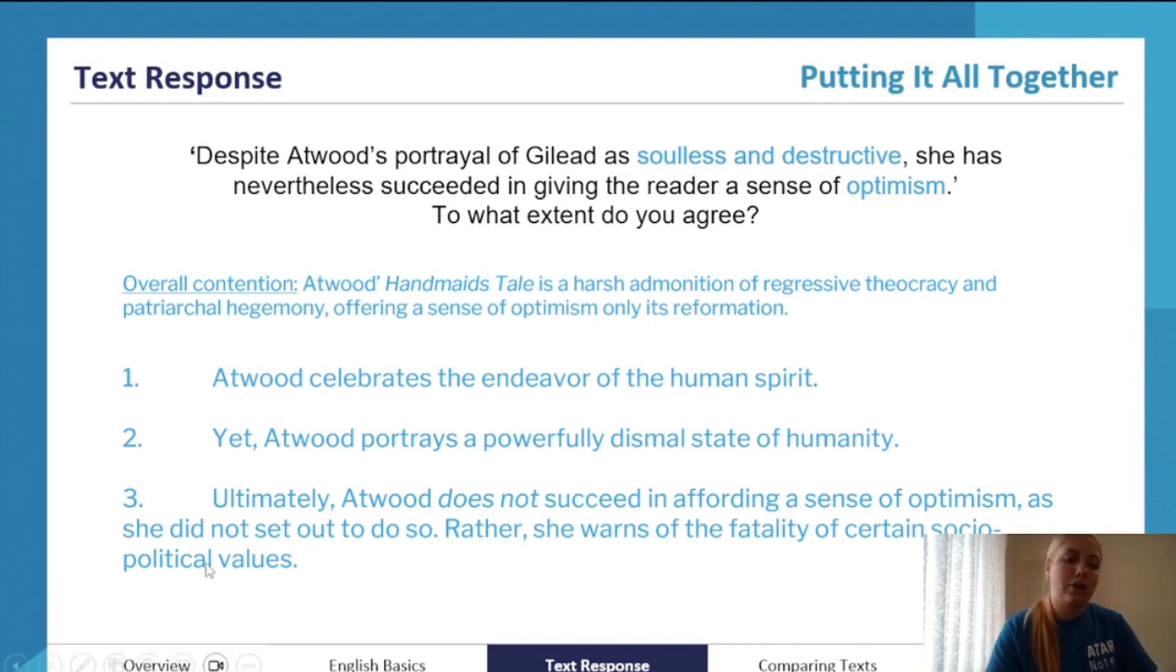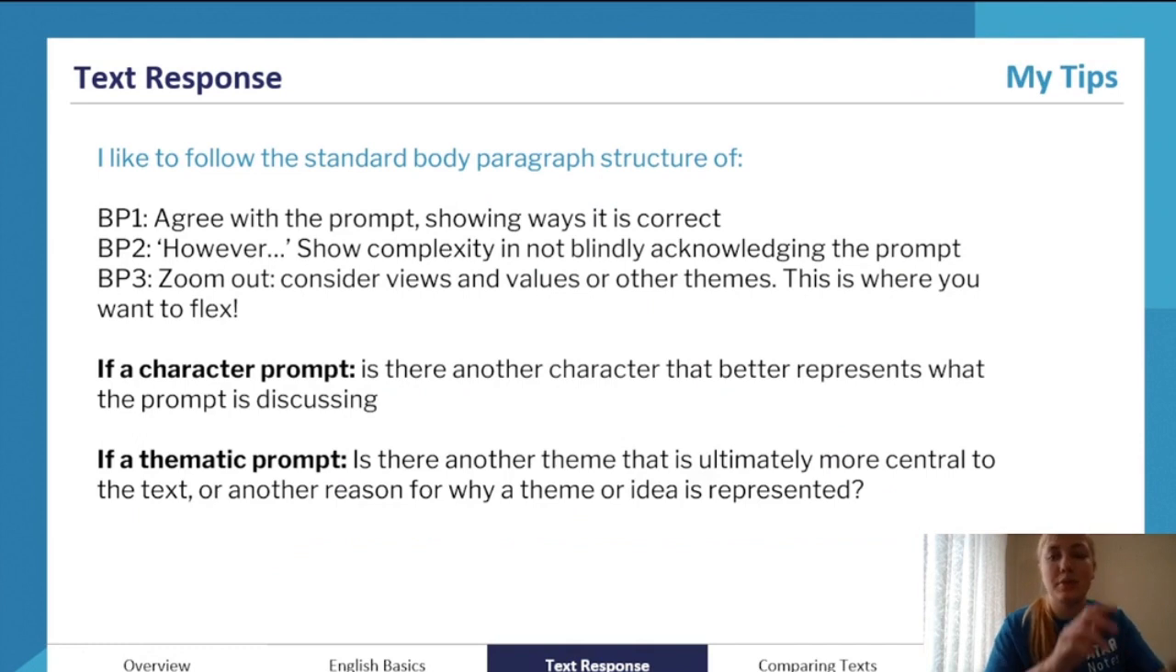And then our last complex counter argument is that yes, although Gilead is soulless and destructive, ultimately Atwood does not succeed in affording a sense of optimism, as she did not set out to do so. That's not her aim as an author. Rather, she was warning of the fatality of certain social political values. So this regressive theocracy does not afford much optimism at all. It's more of a critique of this belief system that she set out to do, rather than to create some sort of sense of optimism.